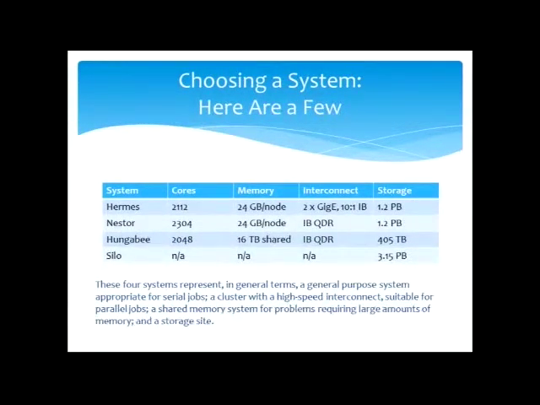Hungabee is a newer system at the University of Alberta that's got 2,048 cores, and it's a shared memory system. So instead of relying so much on the fast interconnect, all the nodes share memory. I don't know tons about that system, but the place to find out more information is westgrid.ca, or if you're interested in using it, talk to support@westgrid.ca. It's got 405 terabytes of storage online.